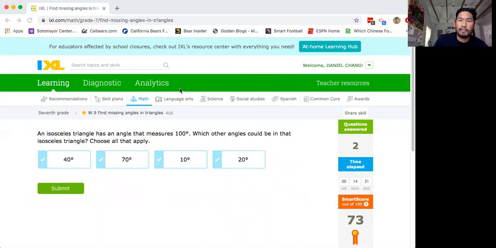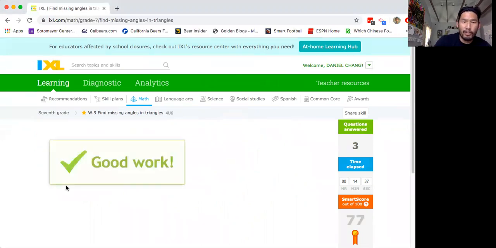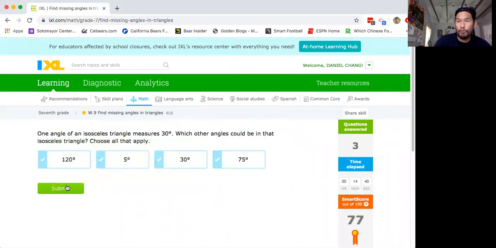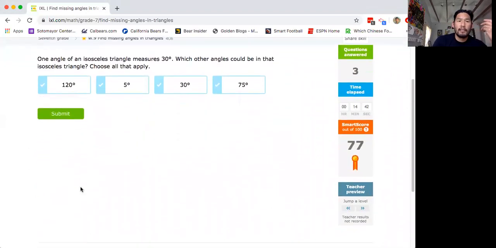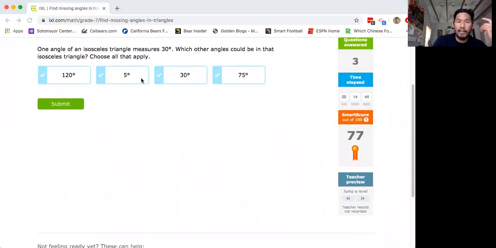Here we have an isosceles triangle. This one's too easy. It's 100. That means it's 40. This is exactly the same one that we just did. Let's try and get to a more difficult one. Ooh, this one's interesting. One angle of an isosceles triangle measures 30 degrees. Which other angles could be in that isosceles triangle? So again, we've got a triangle.